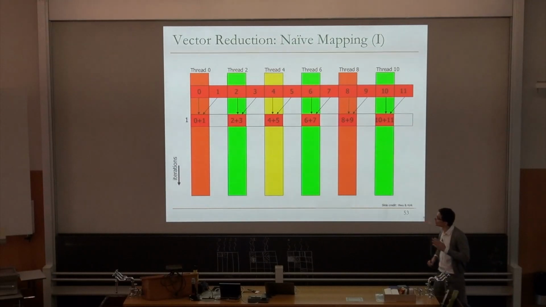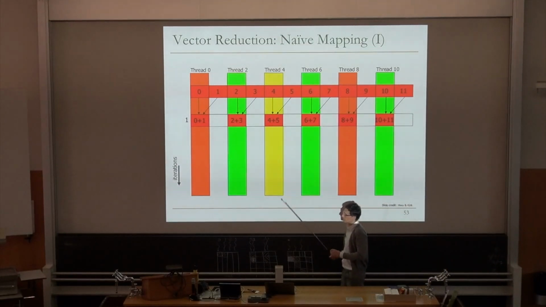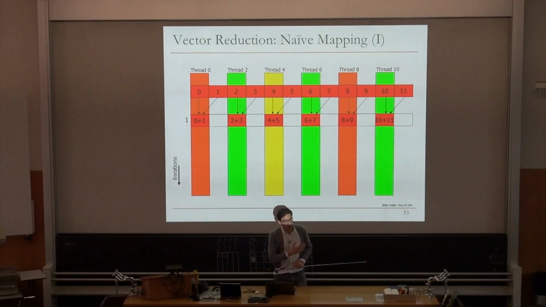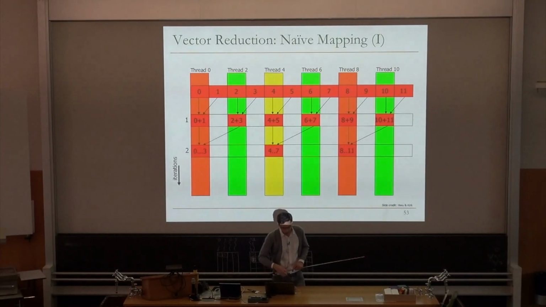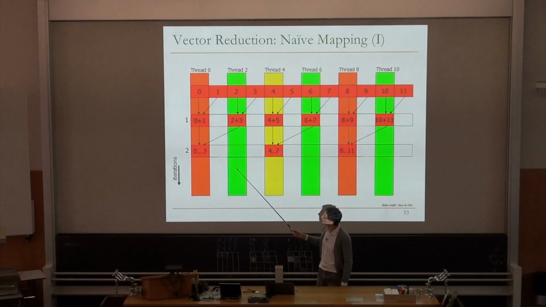And in each of the steps, the problem is that half of the threads are retiring. Half of the threads stop working. So if we go to iteration 2, now here the reduction is a summation, right? We are adding up all the elements of the array.